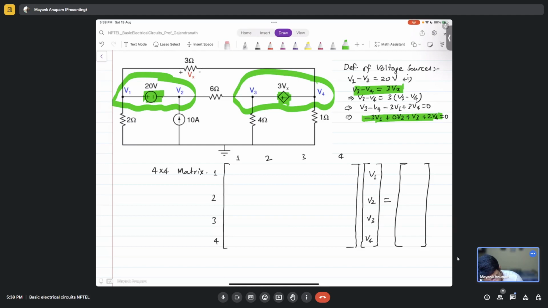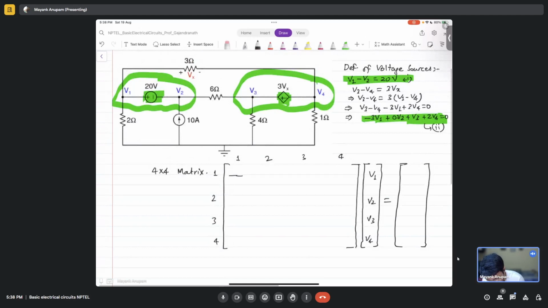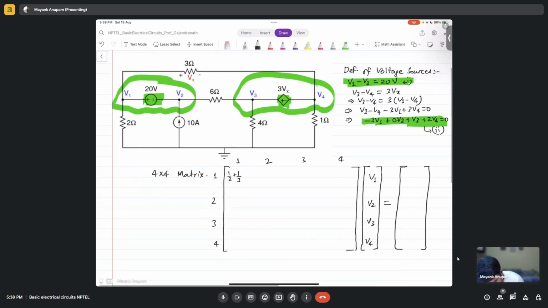So we have these two. This is the first, and this is the second one. All right, so tell me, what will be the first entry here? 1/2 plus 1/3, right? Anything else? No, I don't think so. So after that, what will be the 1, 2 entry?